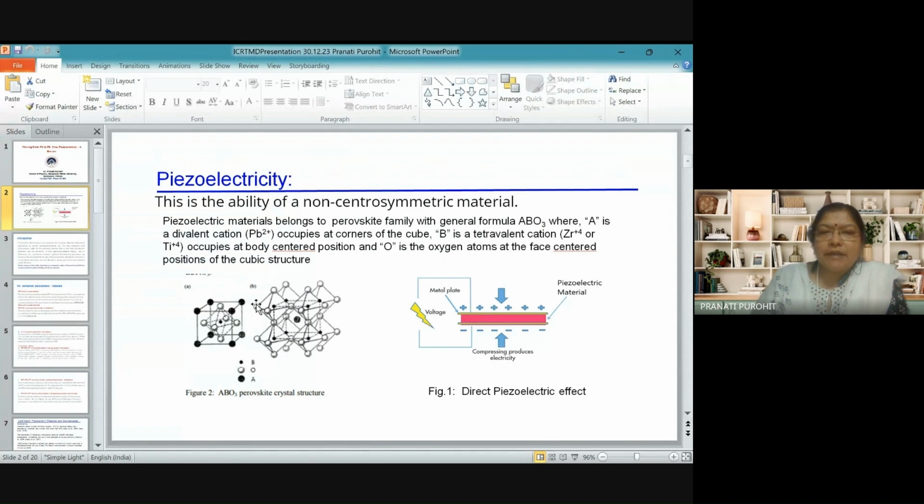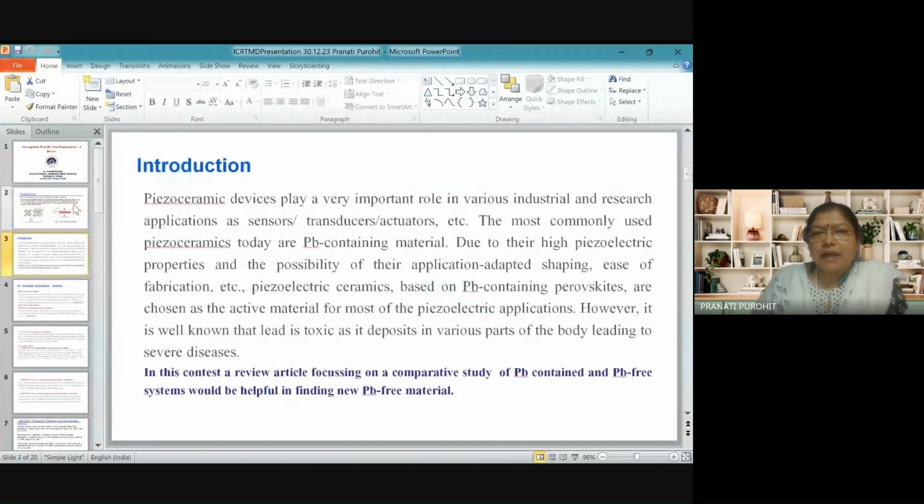in this material, when we apply some pressure, they generate electricity. That is called the direct piezoelectric effect. And we also get reverse piezoelectricity. By applying a high voltage, these materials also get deformed. That is called the reverse piezoelectric effect. And these materials are basically of perovskite structure.